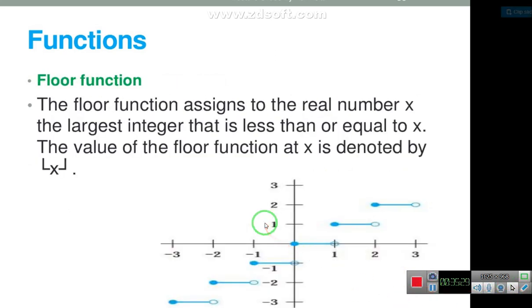So this is another function, the floor function. In a floor function we have the largest integer, which can be represented by this notation. You can see the floor function is assigned to the real number x, the largest integer that is less than or equal to x. The value of the floor function of x is denoted by this. You can see an example, so you will understand it better.